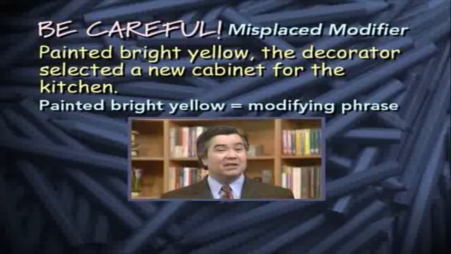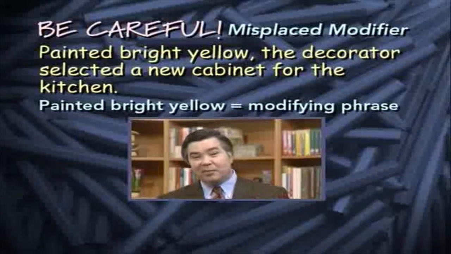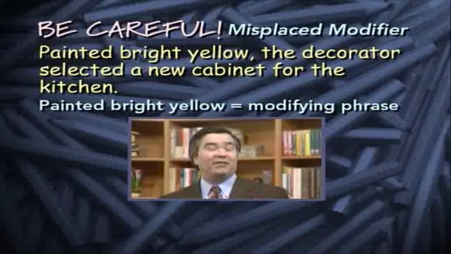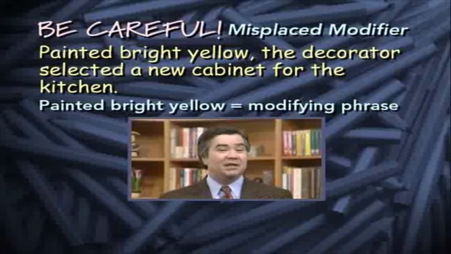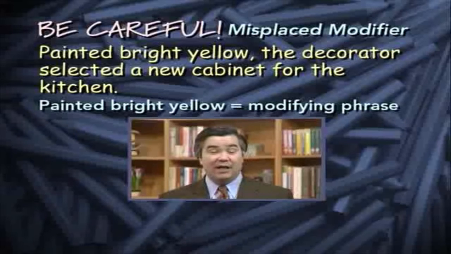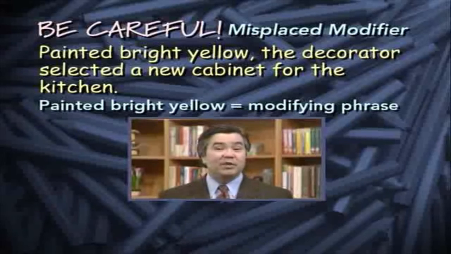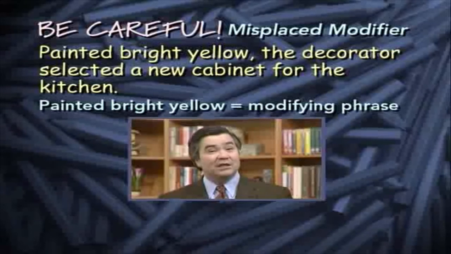This particular sentence violates the rule by separating the modifying phrase from the word that it modifies, and therefore we have a misplaced modifier. Now, how do you correct a misplaced modifier? The easiest and usually the best way to correct it is simply to move the modifying phrase or clause so that it is next to what it modifies.